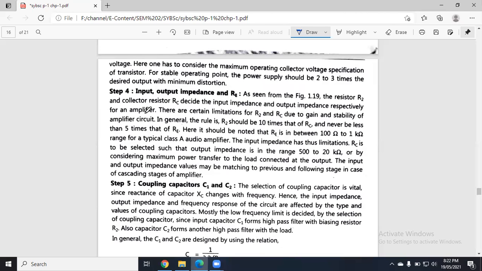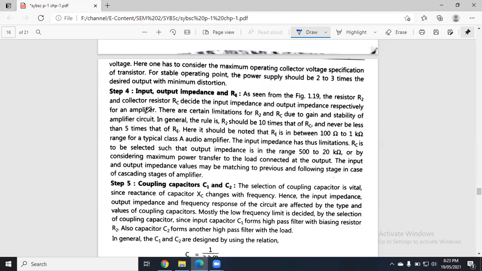Now what is the role of Re? Here it should be noted that Re is between 100 ohm and 1 kilo ohm. Why? Because this range is typically used for a class A audio amplifier. The input impedance has a limitation. RC is to be selected such that the output impedance is in the range of 500 ohm to 20 kilo ohm. So these are some explanations about what the values of R2, RC and Re should be.